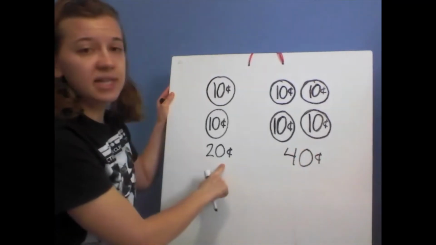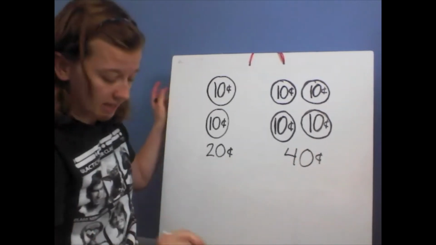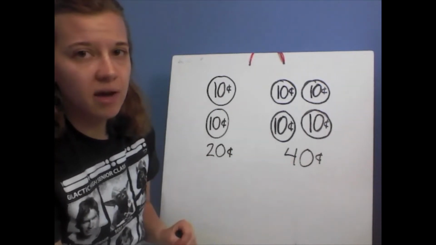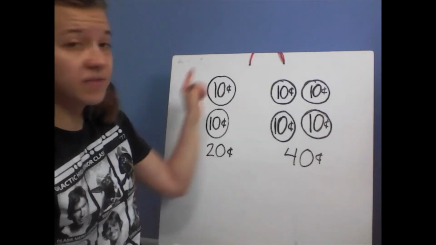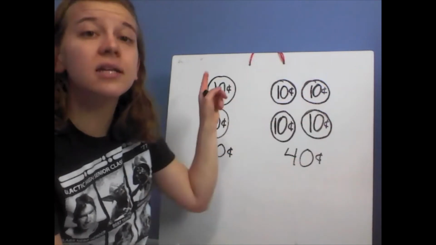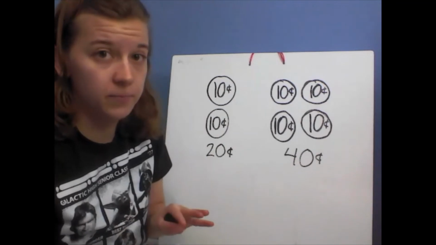Good, so we have 20 cents and 40 cents. All right, now all together, how many dimes do we have? We have 6 dimes, right? 1, 2, 3, 4, 5, 6. We have 6 dimes all together.